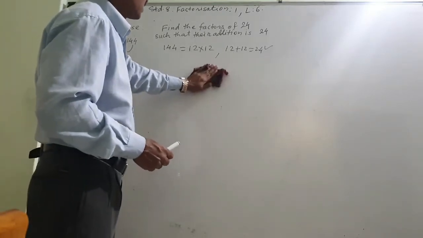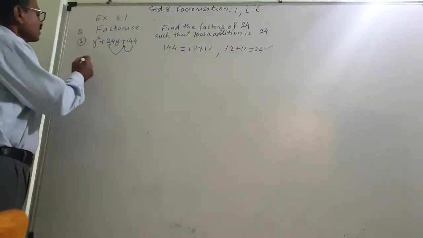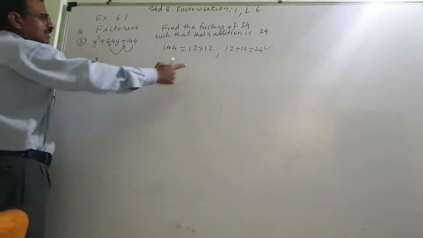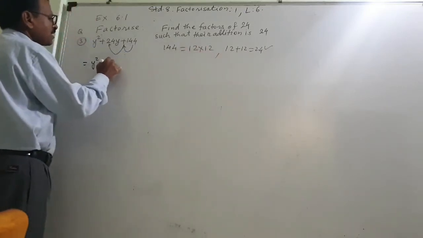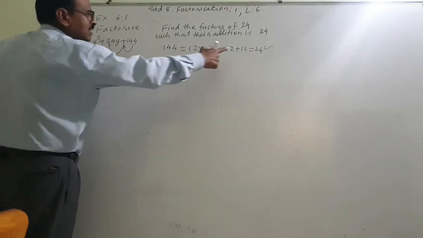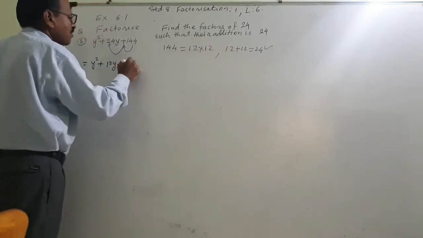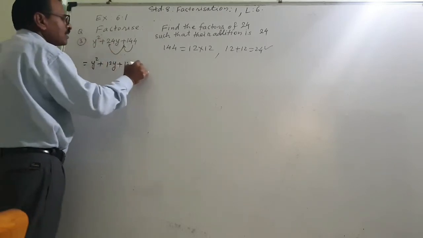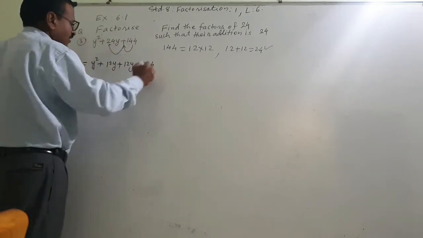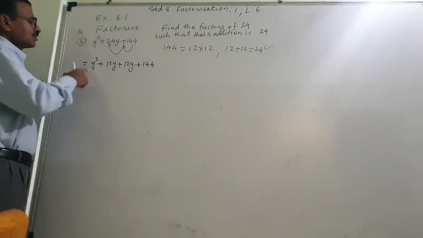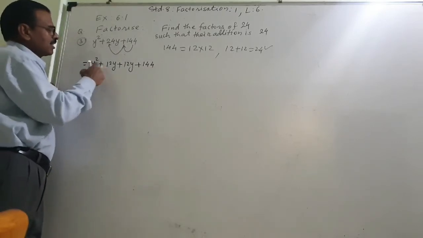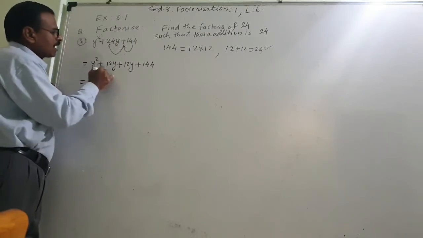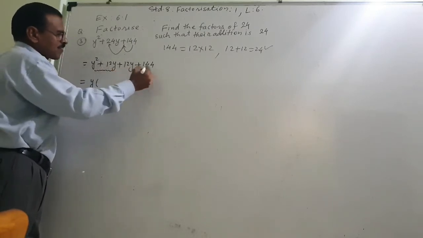I have got the factors 12 into 12. So this is equal to y square plus 12y plus 12y, so we have split the middle term, plus 144. That is equal to, this is y into y, this is 12 into y, so y is common. I have split and made the two groups.